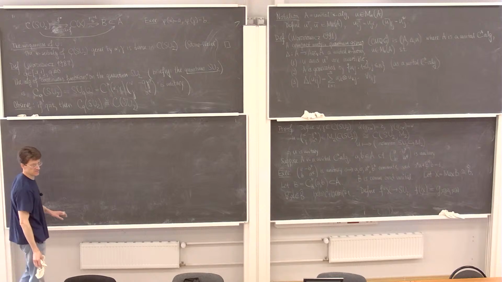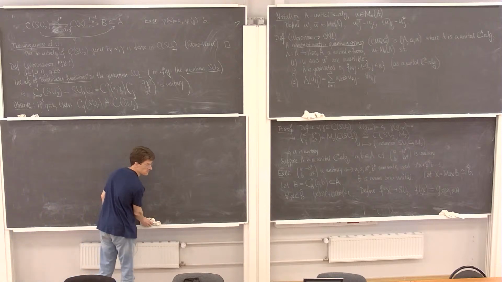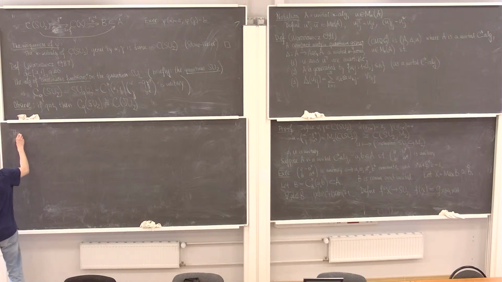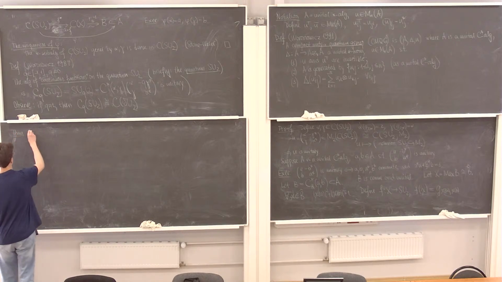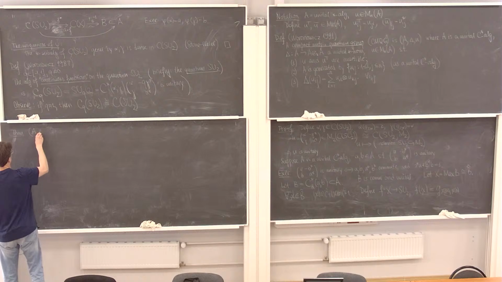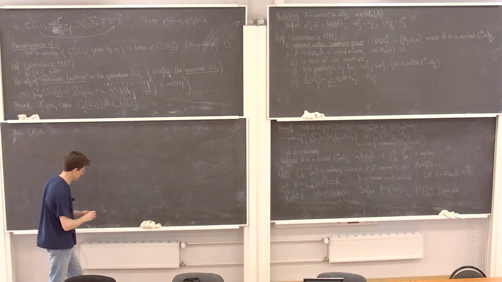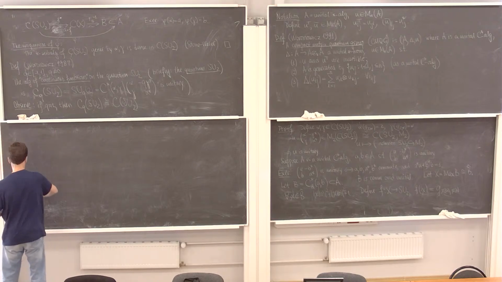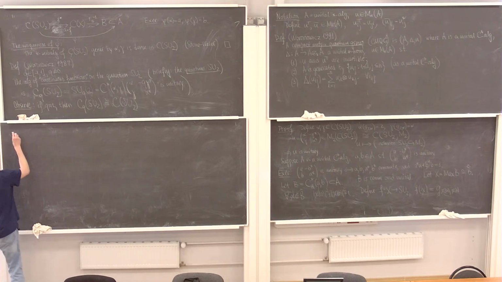So I claim that every compact matrix quantum group is a compact quantum group. So we have the following theorem. If A, delta, oh, sorry, before we prove this result, let's look at an important example which explains the terminology and which explains where this definition came from.